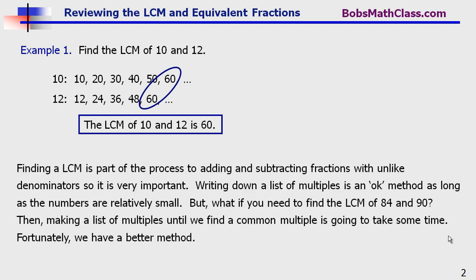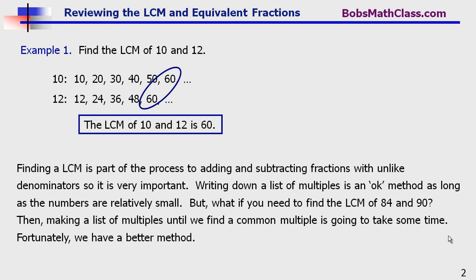Okay. So what I wrote here is find the LCM as a process to adding and subtracting fractions with unlike denominators. So it's very important. We're not going to be able to add fractions or subtract fractions unless we know how to find this LCM. So this was an okay method as long as the numbers are relatively small.